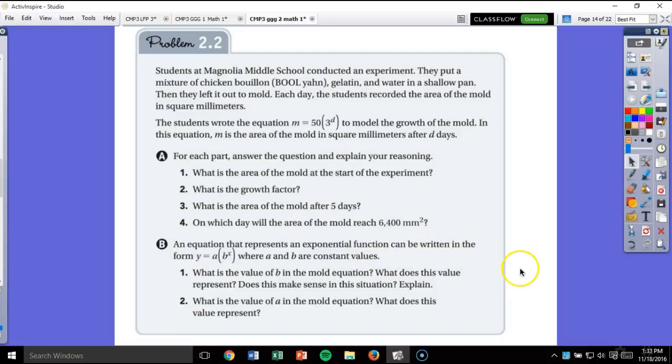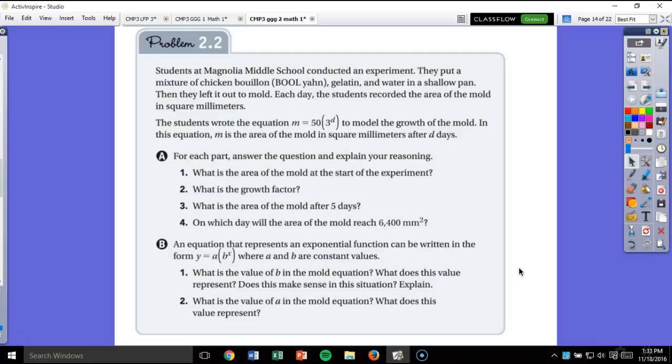Part B, an equation that represents an exponential function can be written in the form y equals a times b to the x power, where a and b are constant values, meaning they're not going to change. They are maybe our base, growth factor, those sorts of things.